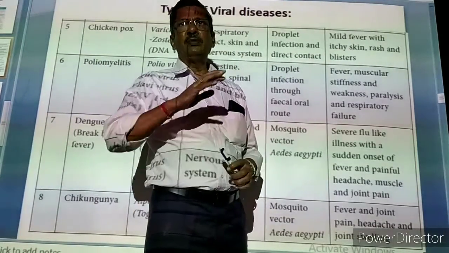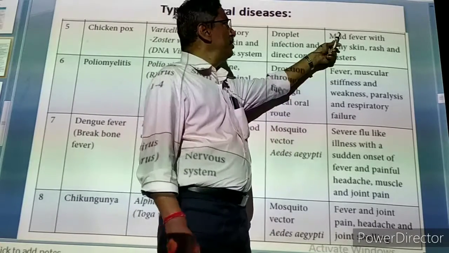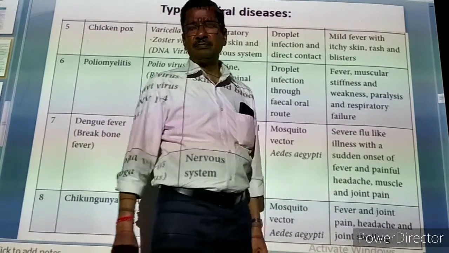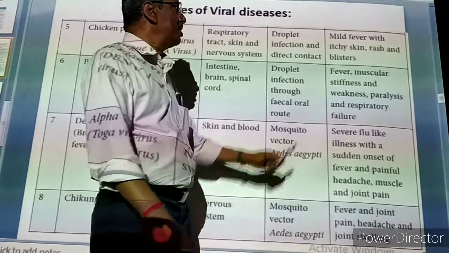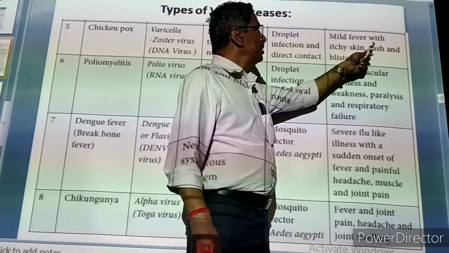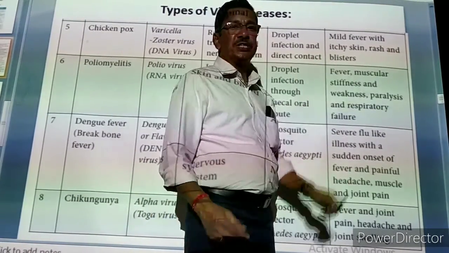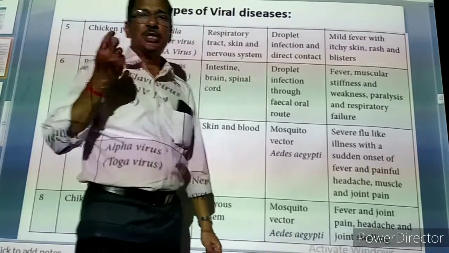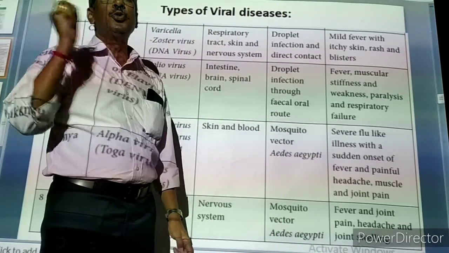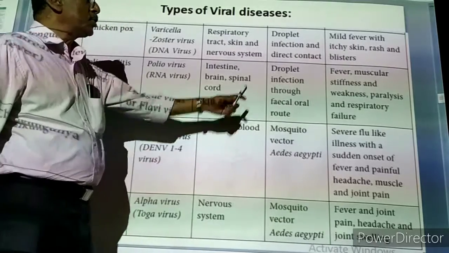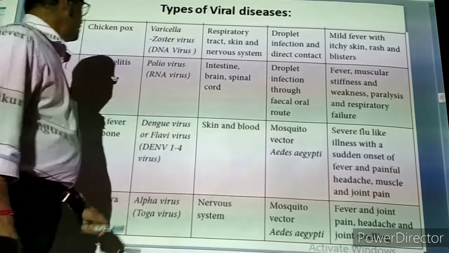Then what are the symptoms? Mild fever. Okay, fever will not be very high. Mild fever will be there with itchy skin rashes. Allergic reaction will be there in the skin. Itchy skin, rashes will be there, and blisters. Blisters means some eruptions will be there. Inside the eruption, some watery fluid will be present. That is called the blisters.